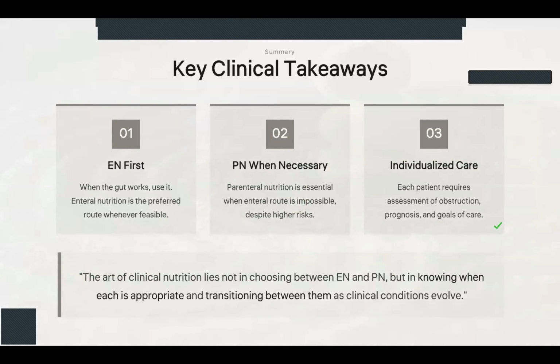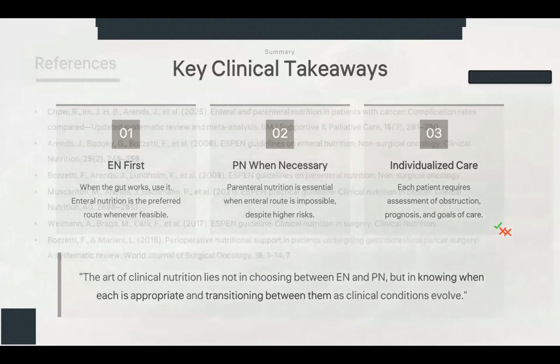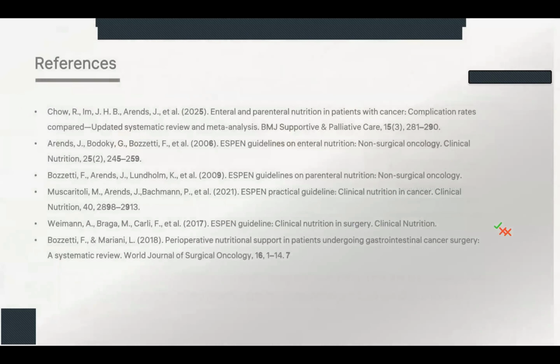So, in summary, enteral nutrition should be used whenever feasible, as it is more physiological, safer, and cost effective. Parenteral nutrition remains essential when enteral feeding is not feasible despite its risk. Most importantly, nutritional care must be individualized based on the patient's clinical condition, prognosis, and goals of care. Finally, I would say that the key to good clinical practice lies not in choosing one modality over the other, but in knowing when to use each and when to transition between them. So these are my references, and thank you for your attention.